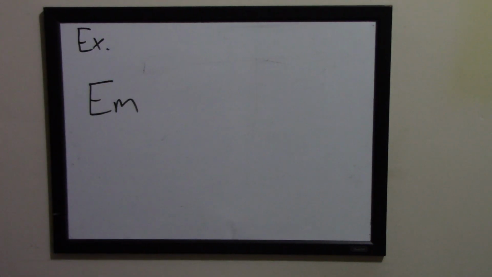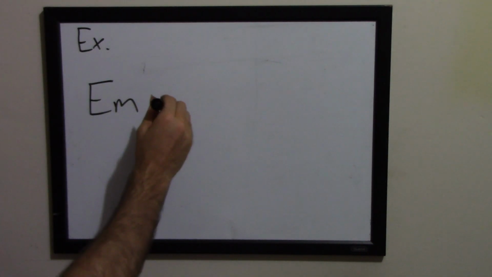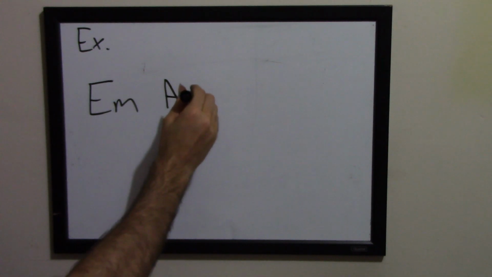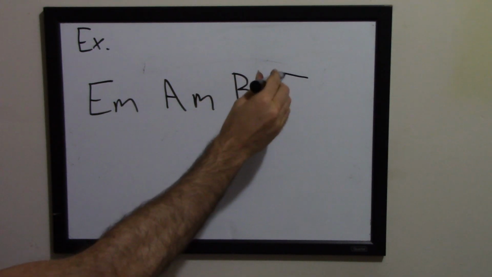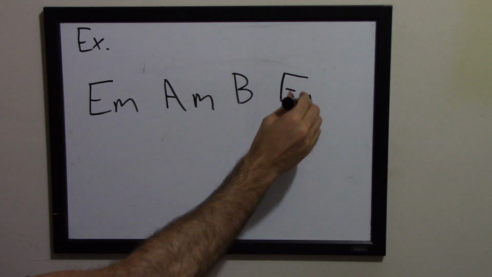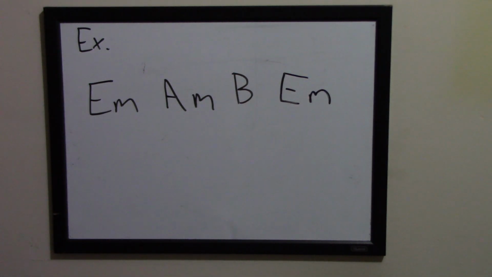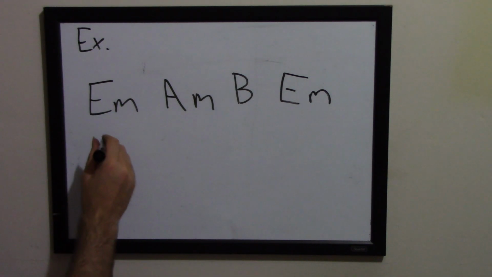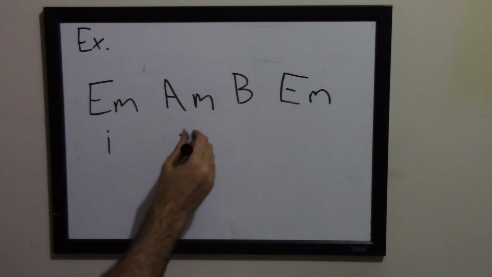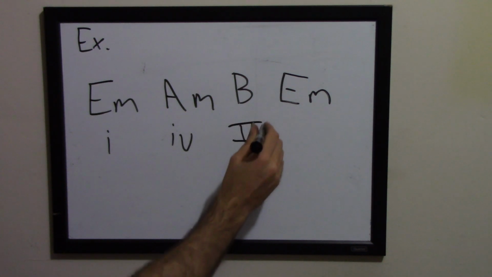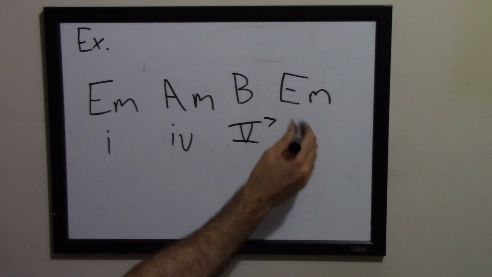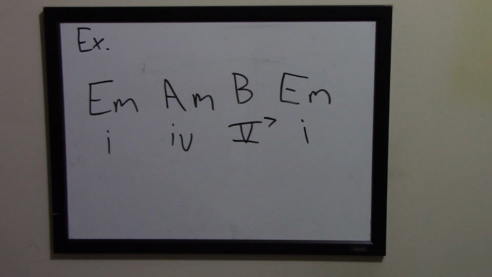So here is one that looks like this. It's an E minor, A minor, B, and that B was a dominant 7. It was a B major. And then I came back to E minor at the end. So what was that? That was a 1, a 4, a 5, and the 5 was a major with the dominant 7, and then back to the 1. So there we see a 5 major.